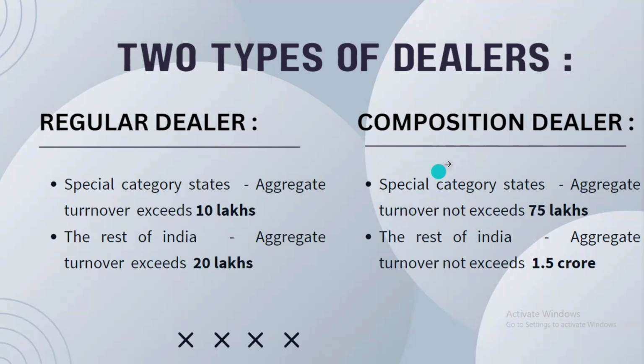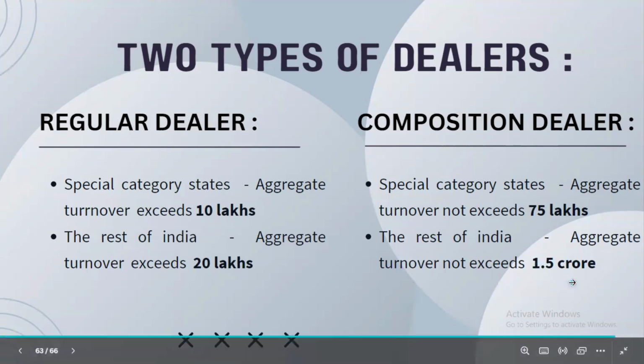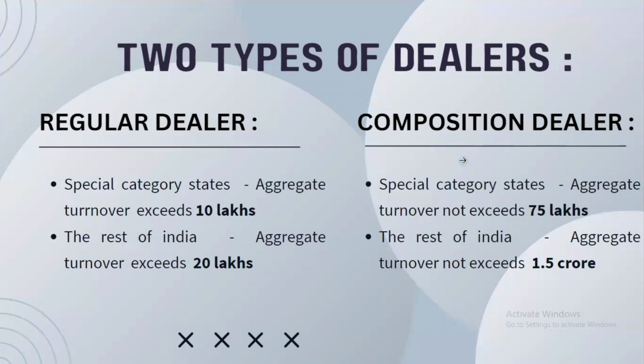So, who is eligible to register under the composition scheme? For special category states the aggregate turnover should not exceed 75 lakhs, and for the rest of India the aggregate turnover should not exceed 1.5 crore. A business or an individual whose turnover in a financial year does not exceed such limits is eligible to register under the composition scheme. This is nothing but composition dealers under GST.